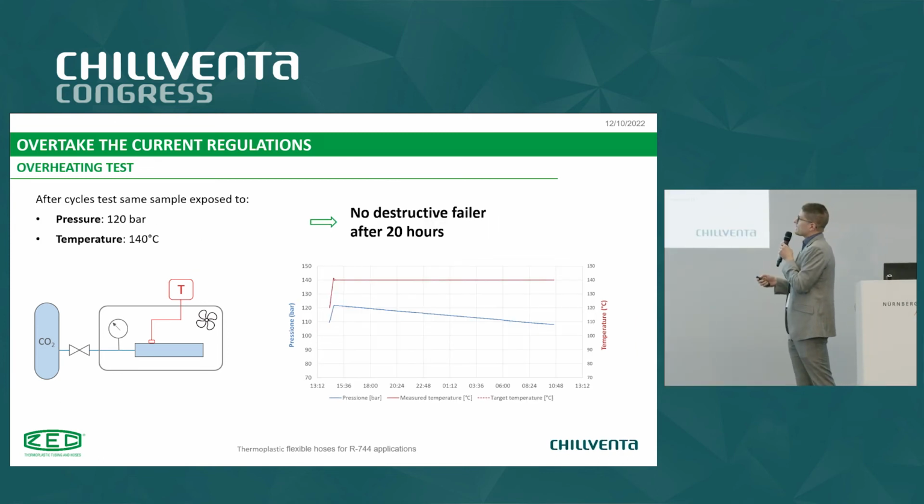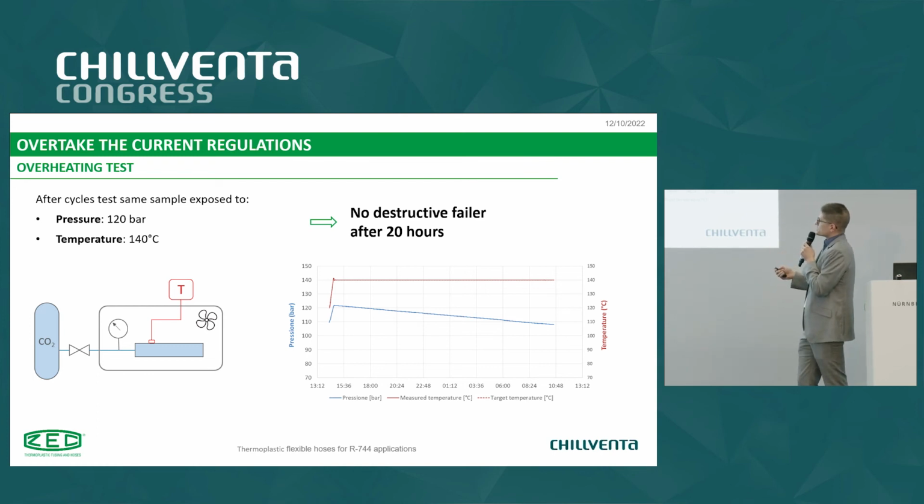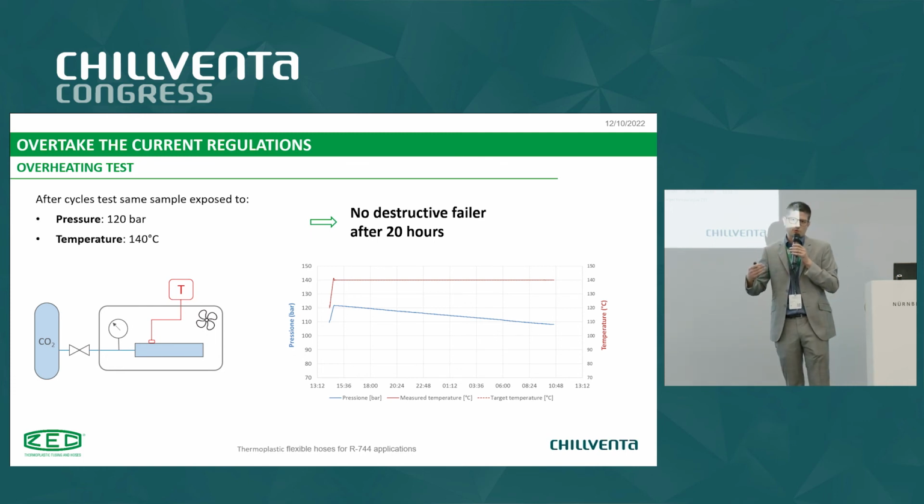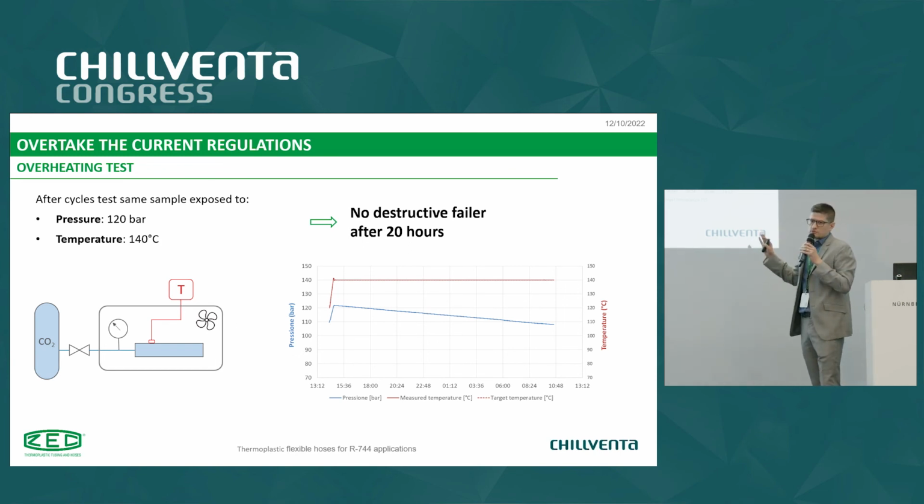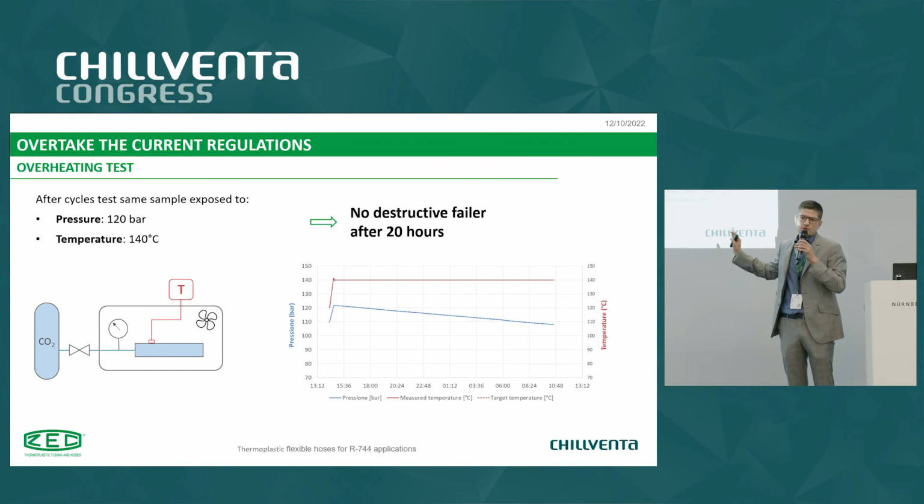Also, we perform what we call an overheating test. Also, the overheating test is not required by the standards, but in this test, we expose our product to a temperature that is over the maximum temperature we declare on our technical data sheet. And the reason is that we want to be sure that if the hose is exposed, due to a malfunction for example, to a higher temperature, there is no burst. So there will be a leakage, but there is no burst, so the product is still safe.